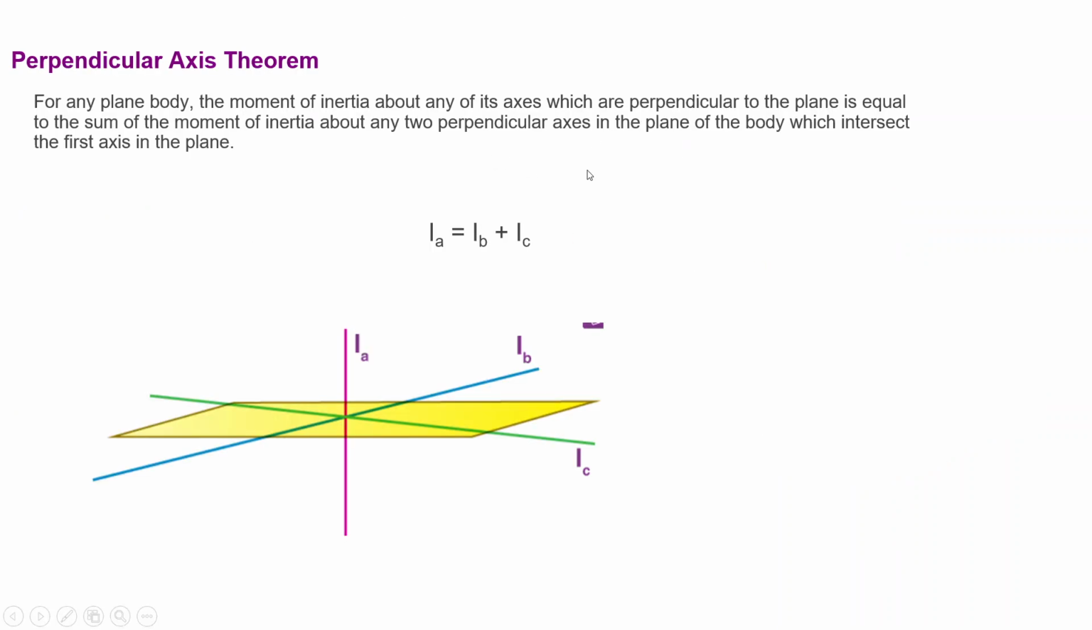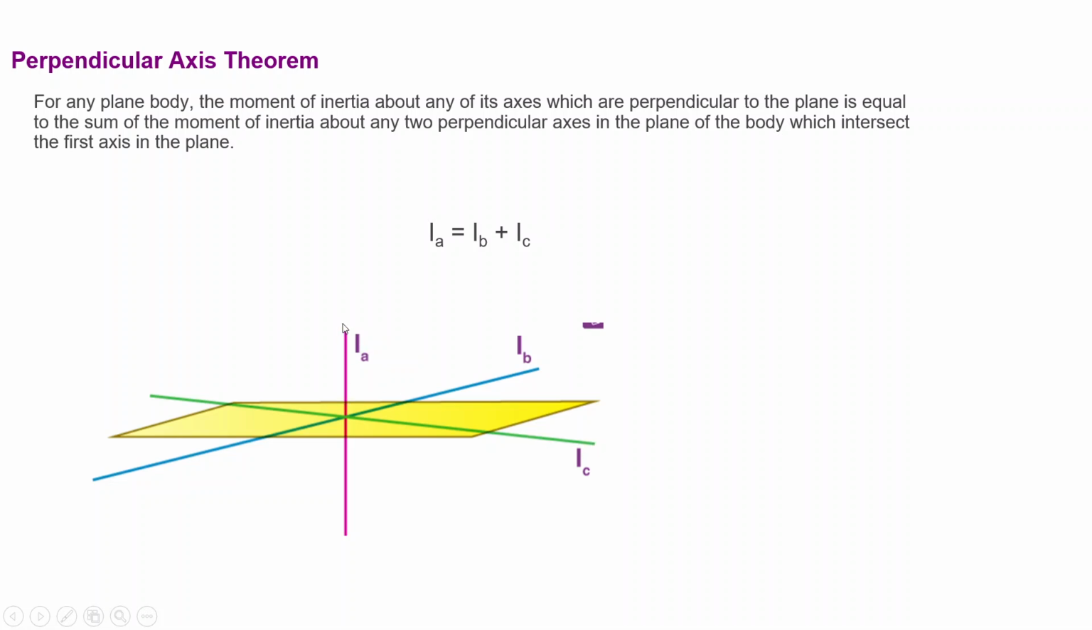Now what is meant by the perpendicular axis theorem? For any plane body, the moment of inertia about any of its axes which are perpendicular to the plane, here this I_A, is equal to the sum of moment of inertia about any two perpendicular axes in the plane of the body. The perpendicular axes in the plane of the body are I_B and I_C here, I mean the axes are this blue one and this green one.